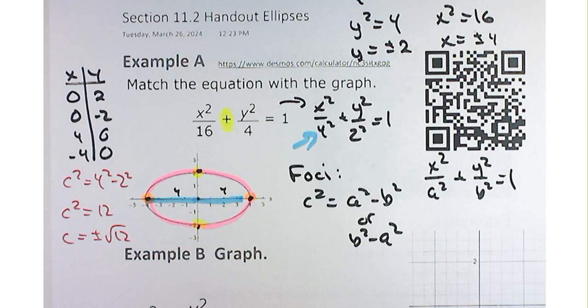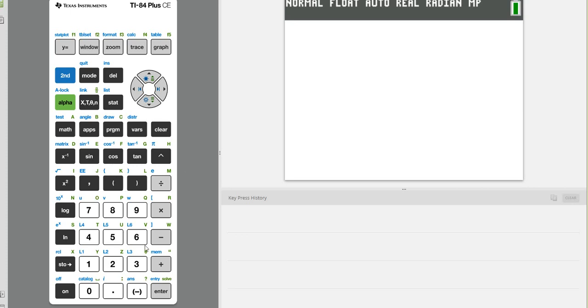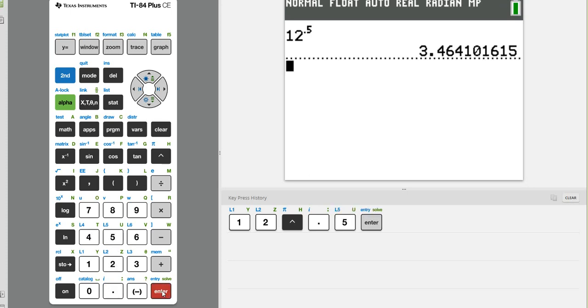Square root of 12 is something maybe you want to get off your calculator. I think it's going to be about 3.4 something. 3.464? I don't know, let's find out. It's 3.4641016. All right, it's about 3.464.